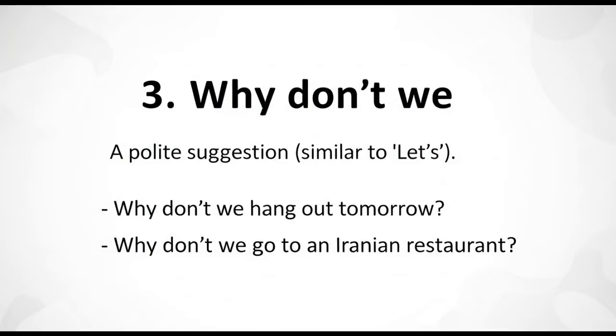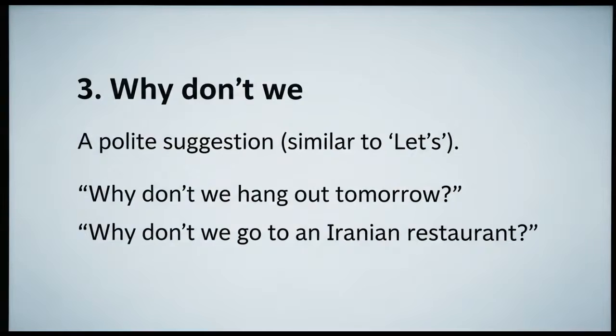Number 3. Why don't we? We've covered let's and how about. The final expression is why don't we? This is a nice, easy expression because it means almost the exact same thing as let's. You can use these two interchangeably to suggest a plan or idea. For example, why don't we hang out tomorrow? This means the same as let's hang out tomorrow.